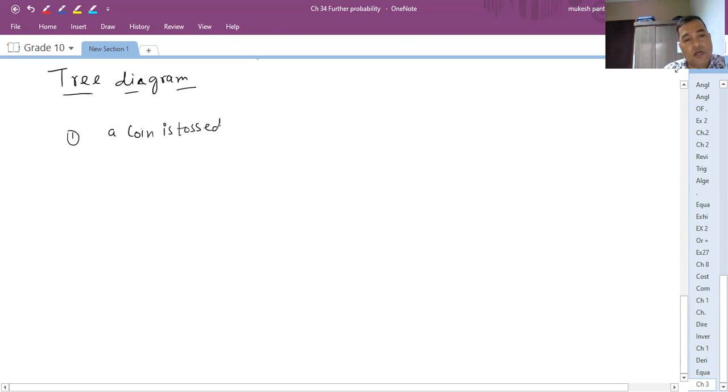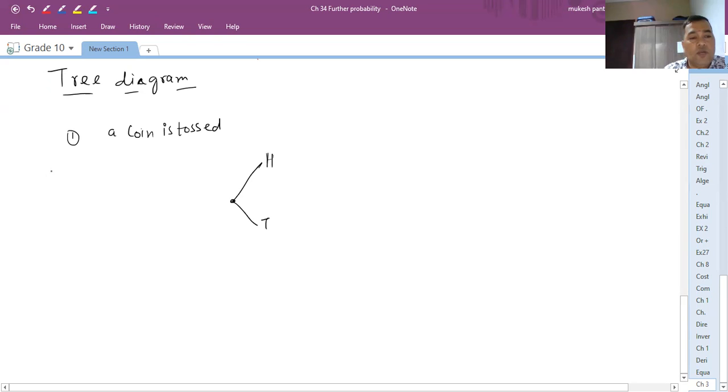And see, look how I will show this through the tree diagram. A coin is tossed. So what are the outcomes? Suppose this is a toss. The outcomes will be head or tail, right? If a coin is tossed, what will be the outcomes? Head or tail?